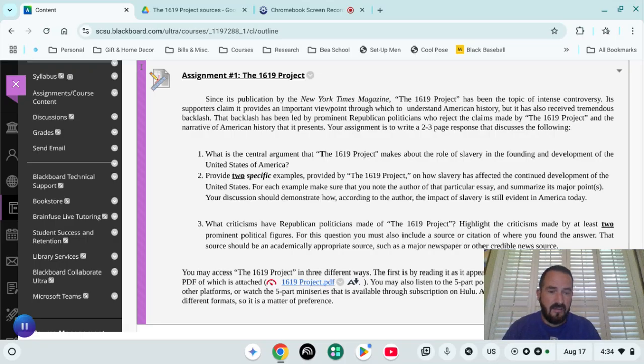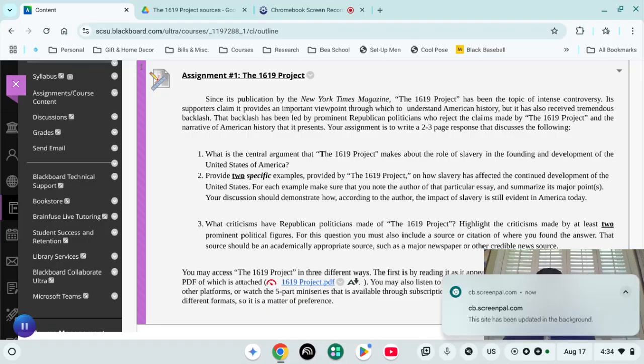The 1619 project was published by the New York Times Magazine 6 years ago in 2019. It marked the 400-year commemoration of when the first enslaved Africans were brought to, at that point, the British North American colonies, soon to become the United States of America. And the 1619 Project has a very simple thesis.